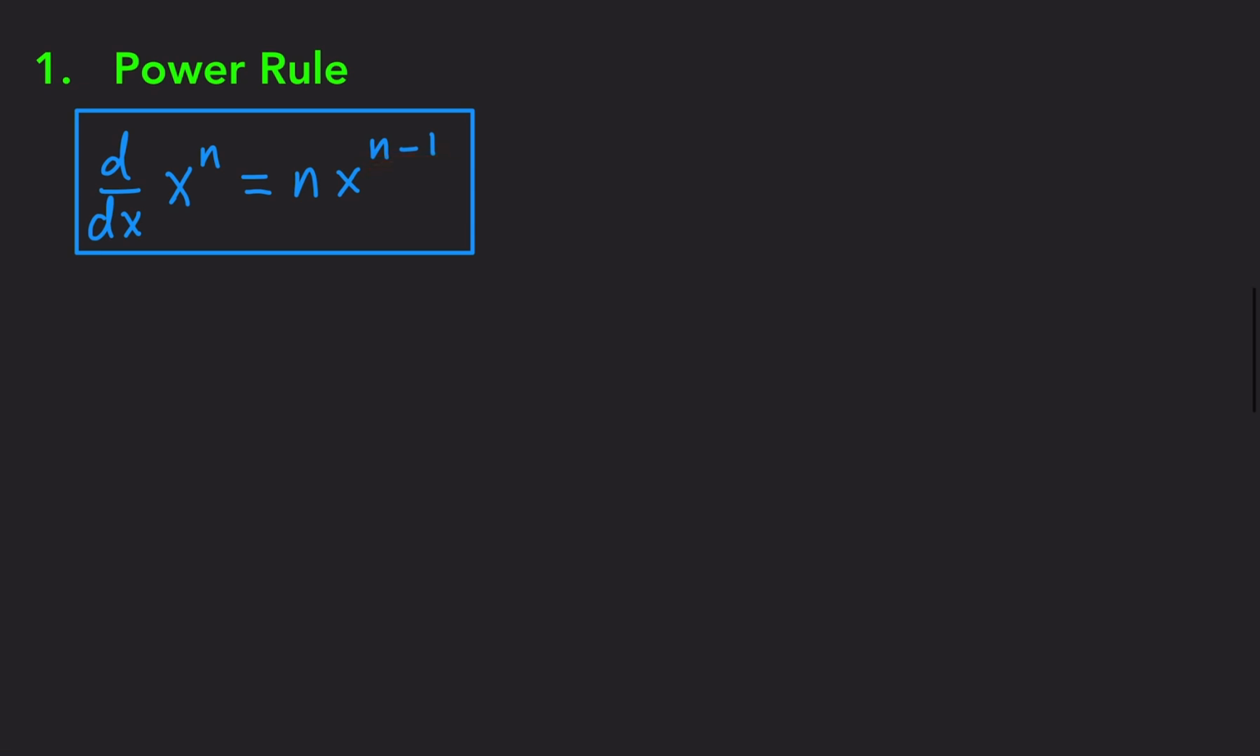So let's do an example. So say we have some function x squared. The derivative of that function with respect to x is going to be equal to 2 times x to the 2 minus 1, or 2x, since 2 minus 1 is 0.